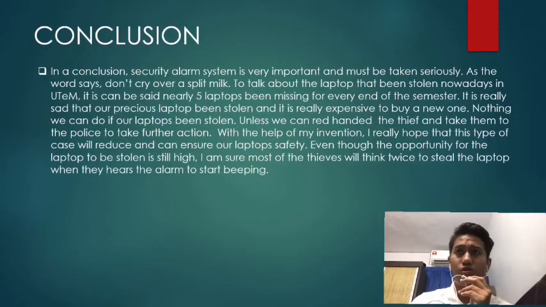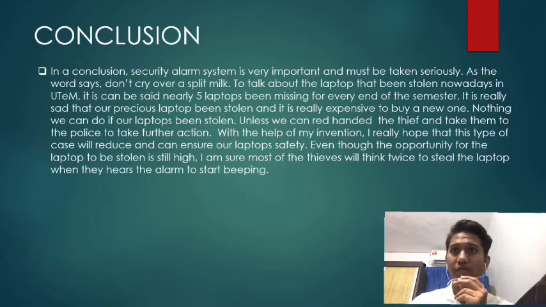Okay, in conclusion, a security alarm system is very important and must be taken seriously. As the saying goes, don't cry over spilled milk. To talk about the laptops that have been stolen nowadays in UTEM, it can be said nearly 5 laptops went missing at the end of every semester. It is really sad that our precious laptops are being stolen, and it is really expensive to buy a new one.